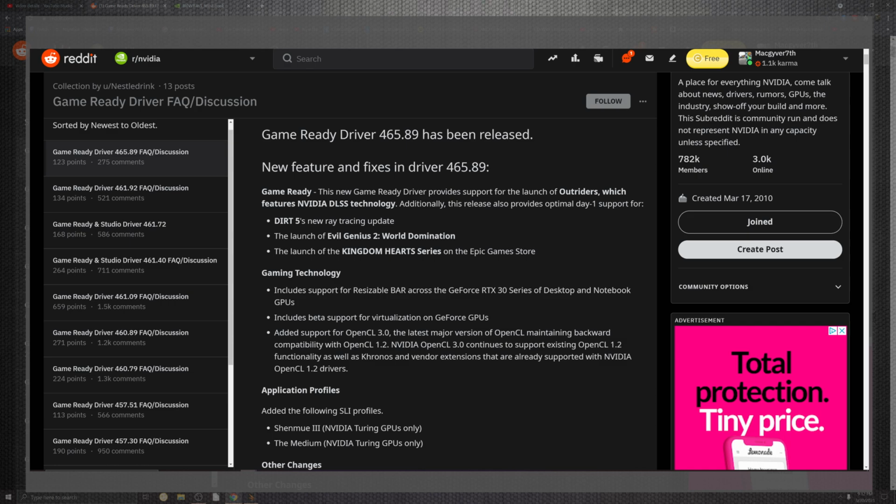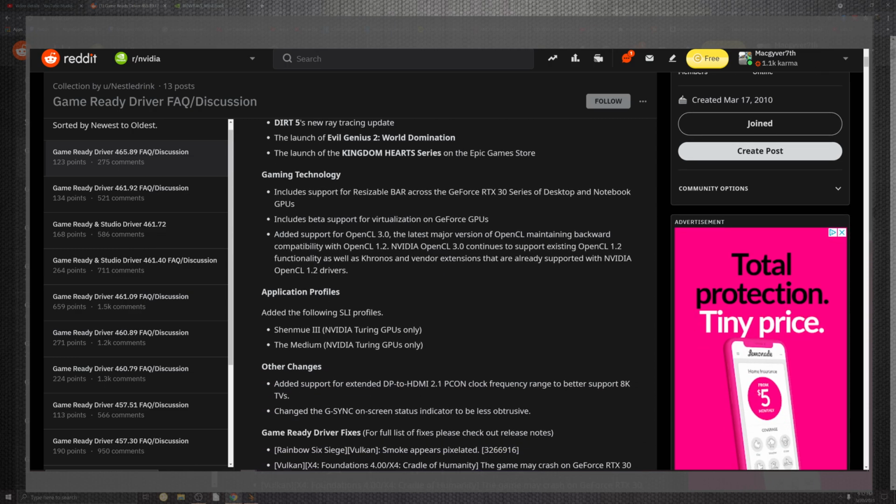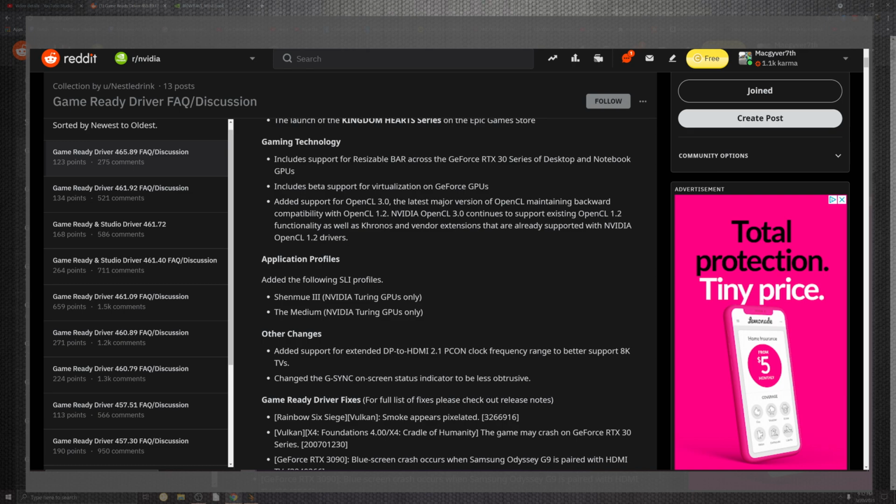For the most part though, continuing on with Nvidia news, there's the launch of Evil Genius 2 and World Domination. On top of that, the Kingdom Hearts series on the Epic Games Store, which is kind of cool, that's pretty unique. What we look at in the technology is support for resizable BAR inside of the RTX 30 series of desktops and notebook GPUs. Included is beta support for virtualization on GPUs. Okay, that's kind of cool.